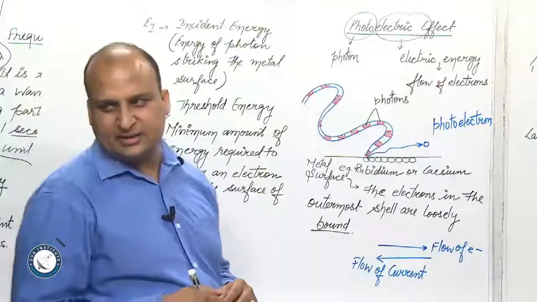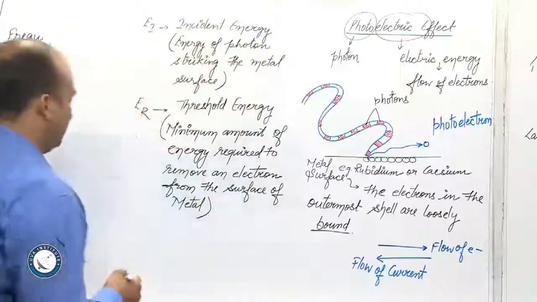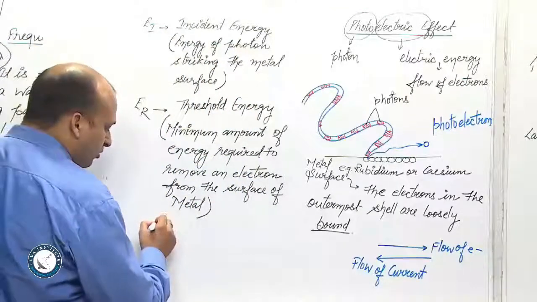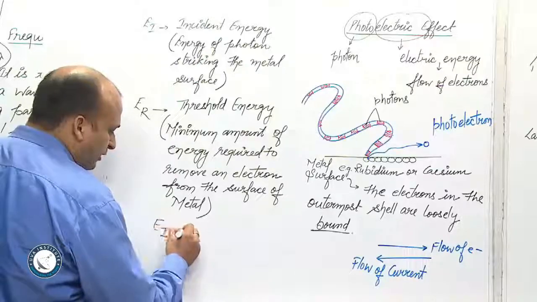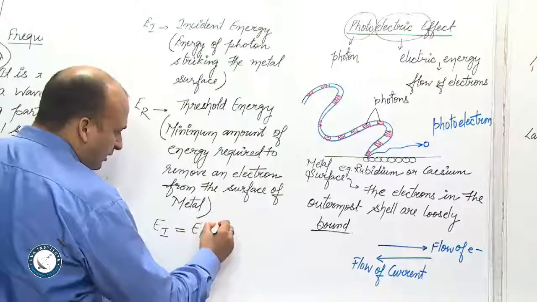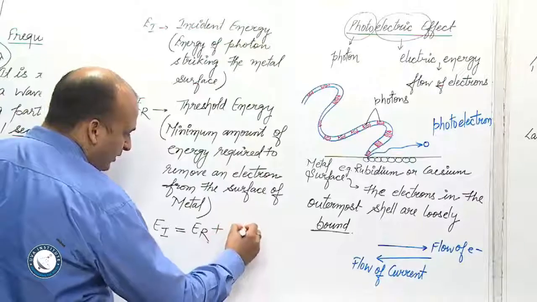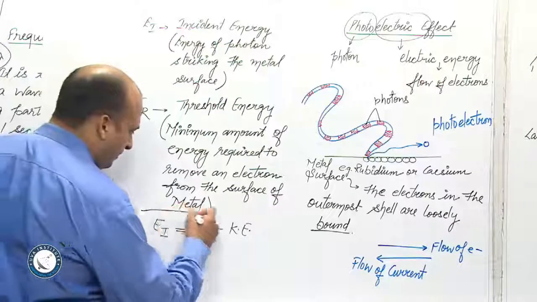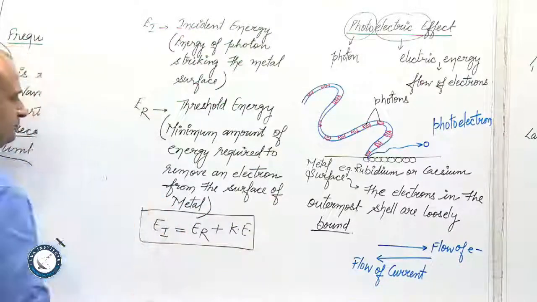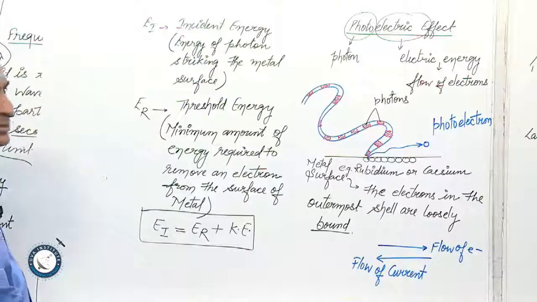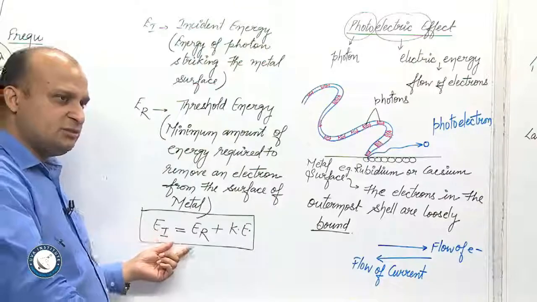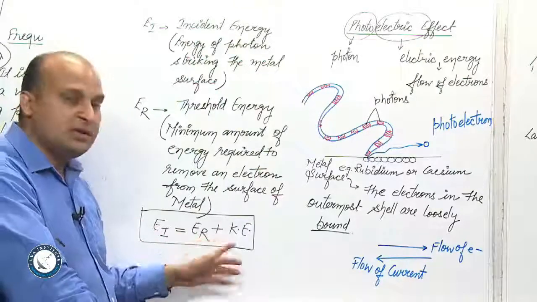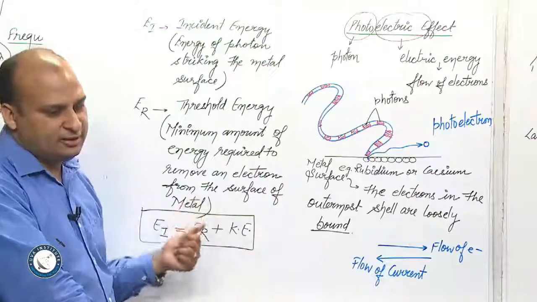Kinetic energy, yes, it is the kinetic energy. So you see, what will be the formula now? EI is equal to ET plus kinetic energy. Incident energy is equal to the threshold energy plus the extra, which is converted into kinetic energy.